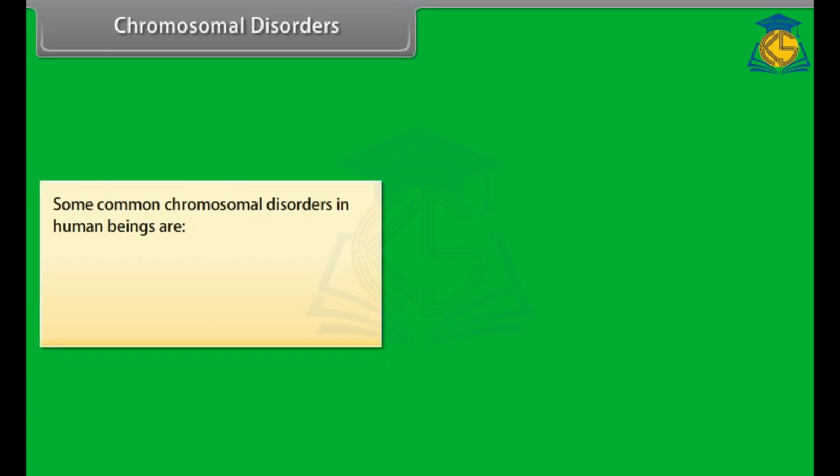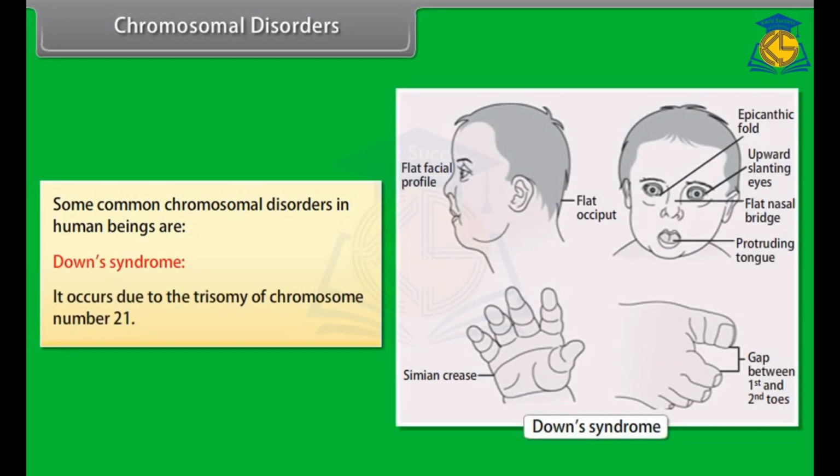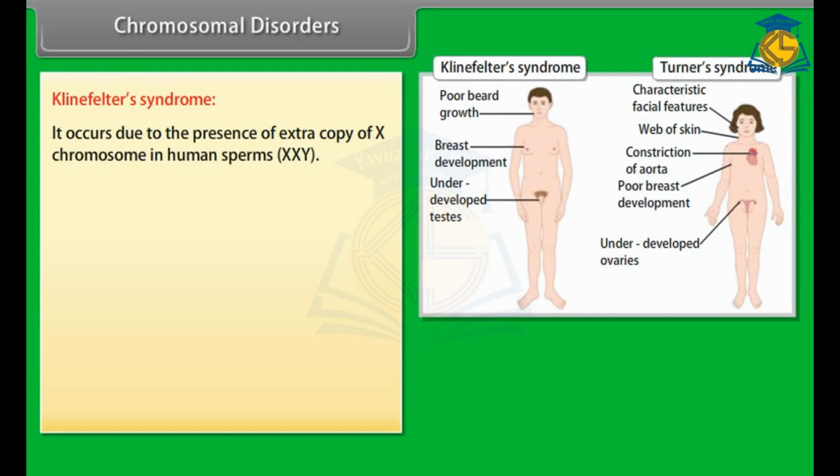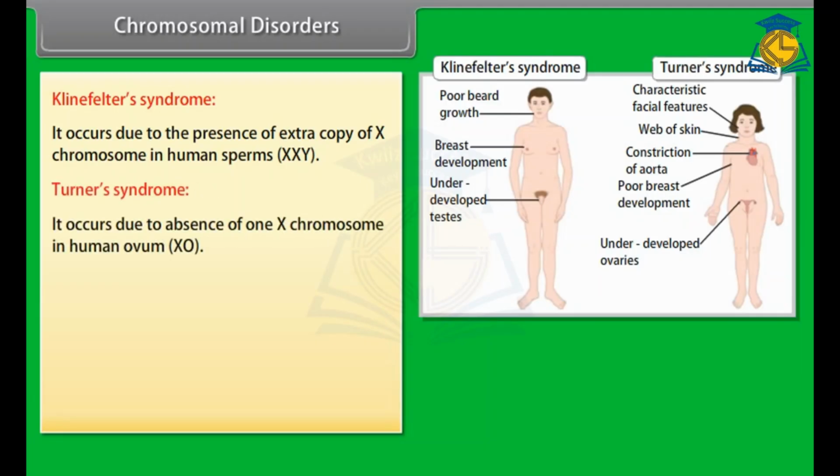Chromosomal disorders. Some common chromosomal disorders in human beings are Down's syndrome. It occurs due to the trisomy of chromosome number 21. Klinefelter's syndrome. It occurs due to the presence of extra copy of X chromosome in human sperms, XXY. Turner's syndrome. It occurs due to the absence of one X chromosome in human ovum, XO.